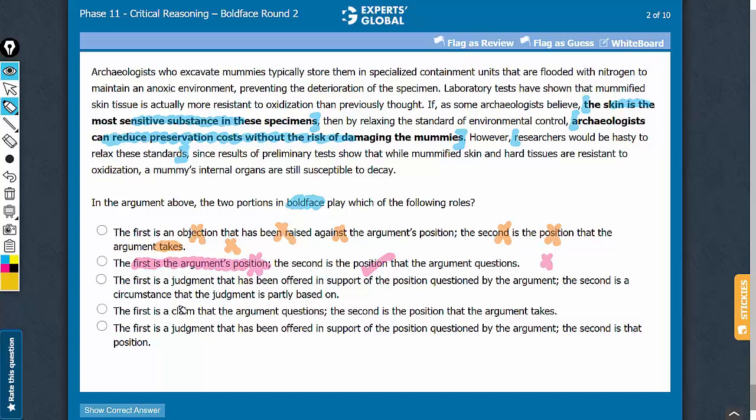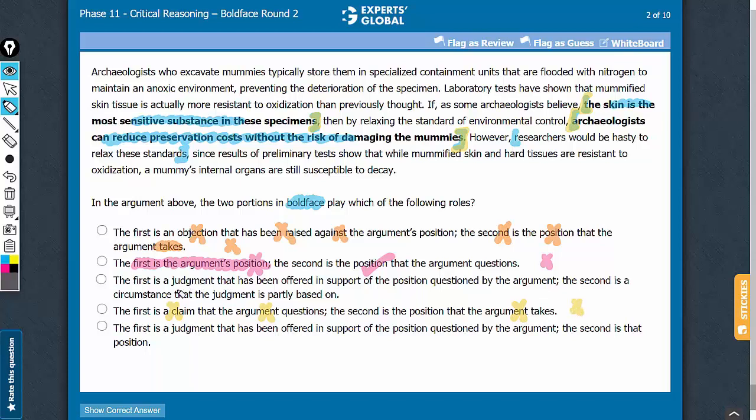Answer choice D is incorrect in suggesting that the first is a claim that the argument questions. No, the argument is not questioning whether the skin is the most sensitive substance in these specimens. The argument is questioning what the first boldface is leading to here, the second boldface. And therefore this part is incorrect. The second is the position that the argument takes is absolutely incorrect. The second is the position that the argument questions. And therefore answer choice D should be eliminated.